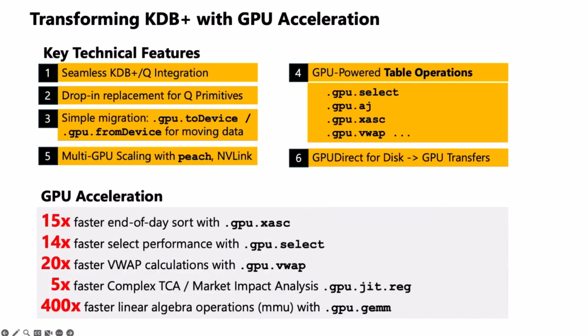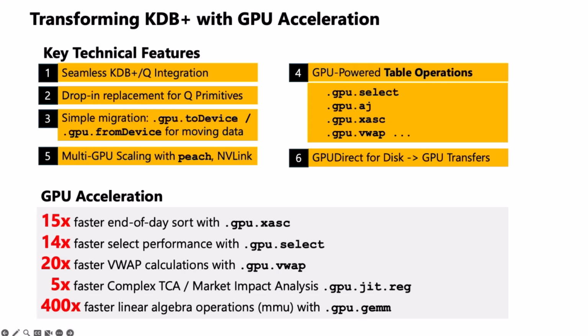And what we're observing here is significant speedup, such as 15x faster end-of-day sort with .gpu.xasc, 14x faster select performance with GPU select, and many others. Faster TCA calculation, significantly faster linear algebra operations, and so on.